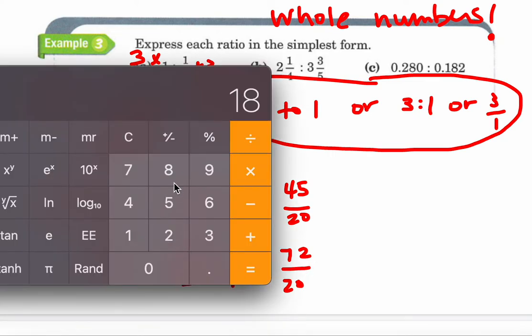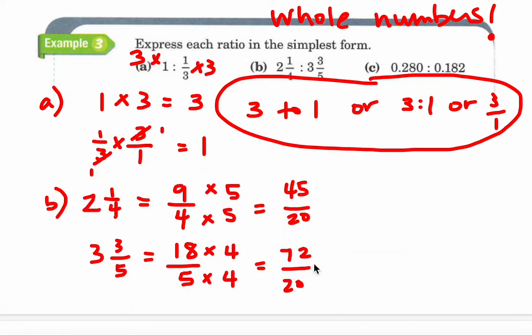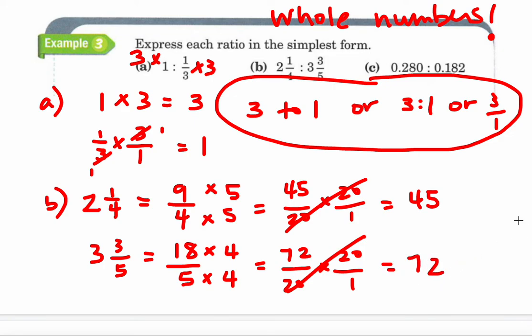Let me double check that. 18 times 4. Yeah, 72. Okay, so now they both have 20 as their bottoms. So then I could multiply them both by 20/1, right? If I'm multiplying one by 20, the other one also should multiply by 20. So that cancels it out, and I end up with just their numerators of 45 and 72. So again, I changed to improper fractions, then I multiplied them both by 20 because I got their common denominator of 20. So now I have 45 to 72.